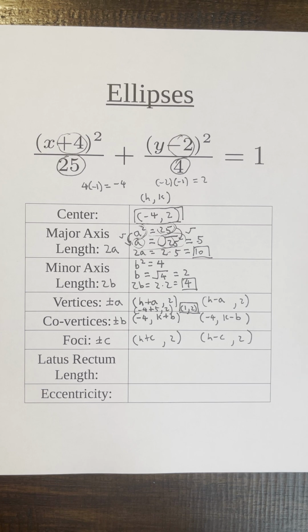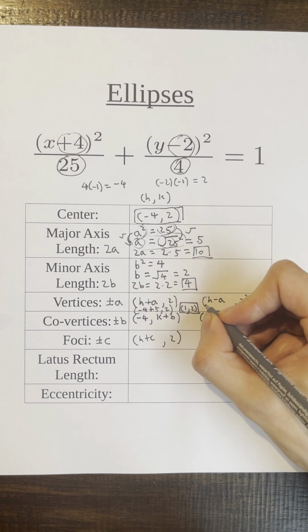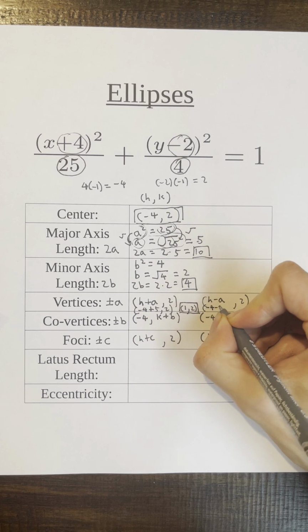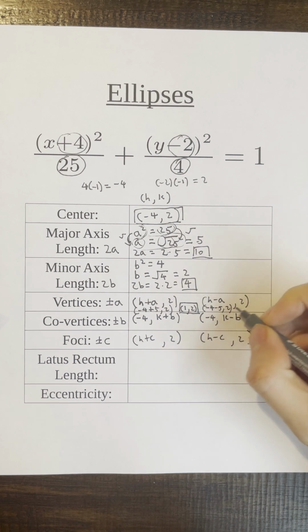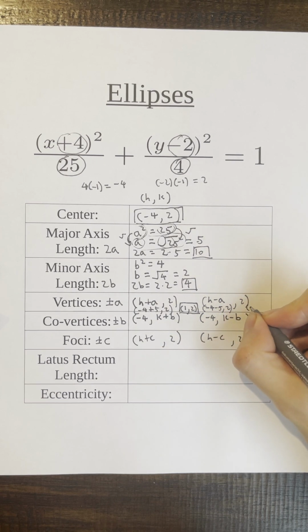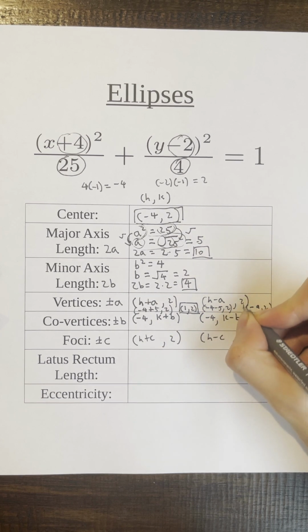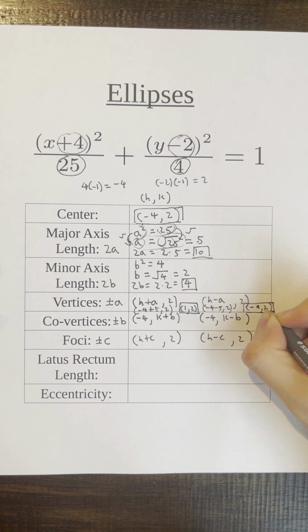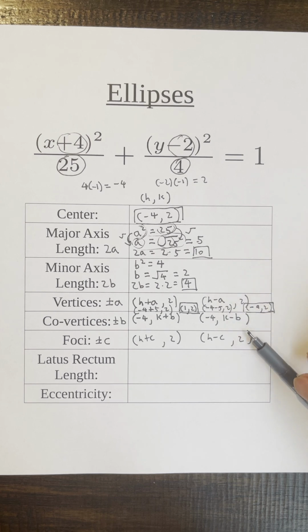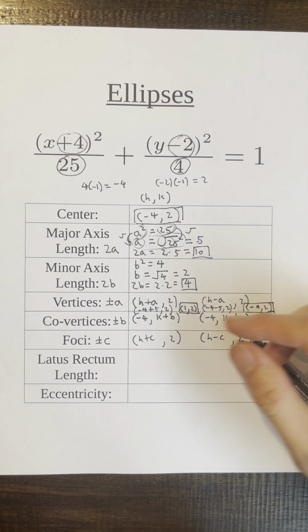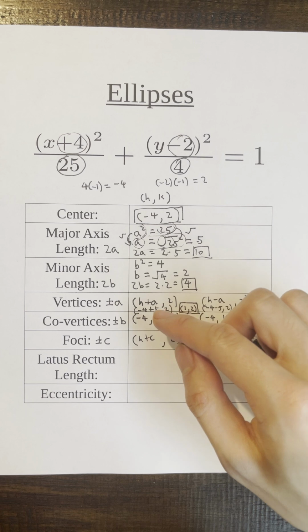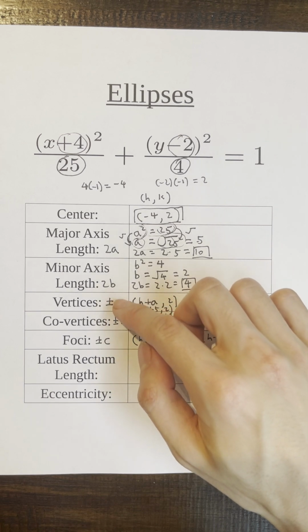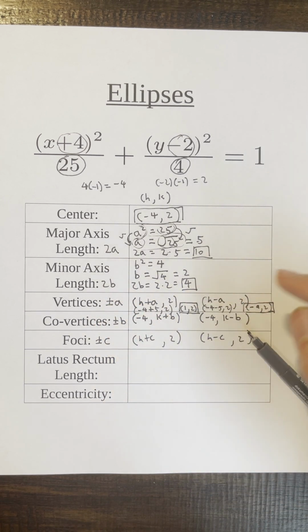Okay, what did you get? You should have gotten -4 minus 5, 2, and -4 minus 5 is just -9. So your other vertex is -9, 2. Okay, now I want you to pause the video and repeat my steps. Repeat what I did with the vertices, but this time with the co-vertices.